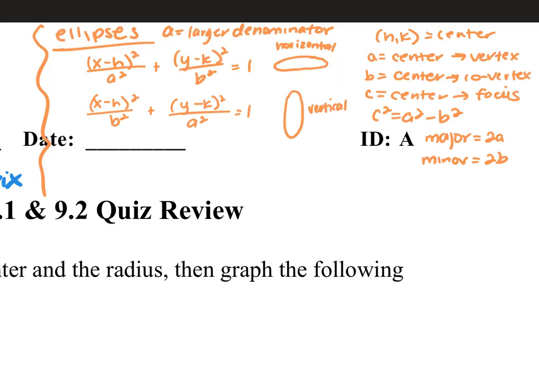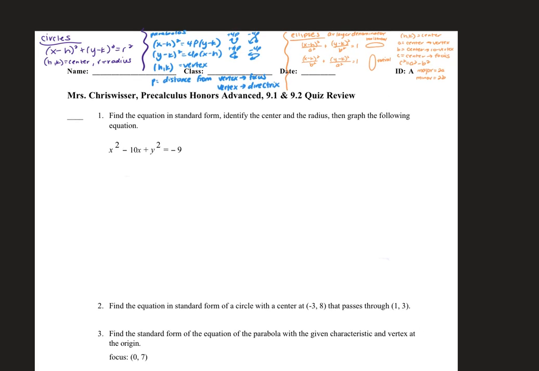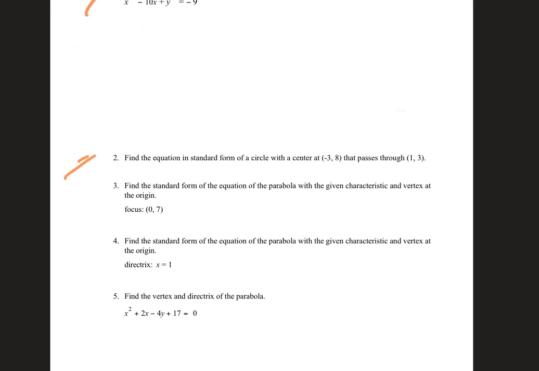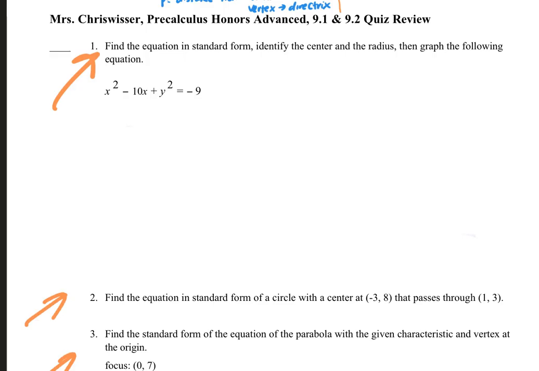Your quiz review takes you through this. Obviously, this was our center. This is our circle, and then it goes still circle. Now we switch to parabolas. So this was all from section 1. Number 1 is a circle, and it wants you to put it in standard form. So I have to complete the square. There's only the x squared and the x, though. The y is squared and doesn't have another y, which means I only have to complete the square in the x. So I'm going to group this together: x squared minus 10x, leave the space, plus y squared equals negative 9.